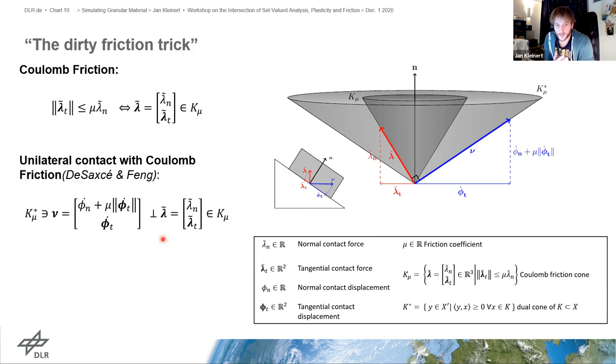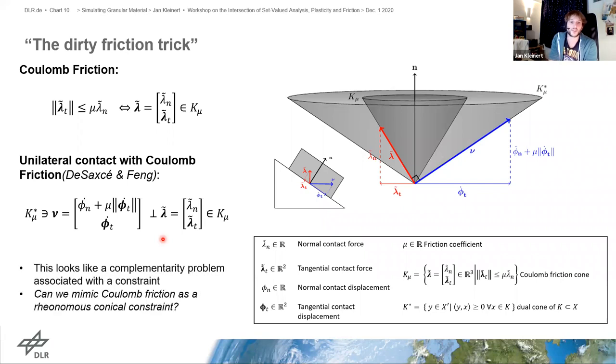And to me, this looks a lot like the complementarity problems that you typically get from constrained optimization. So if you have an optimization problem with inequality constraints or conical constraints, you end up with a complementarity problem that looks like this. So the idea is, can we, in a sense, mimic Coulomb friction as a conical constraint? So this is what I mean by dirty tricks. This is obviously cheating, right? So I know I can only do this with approximations, but in the end, in the numerics, it works out, and that's enough for me.